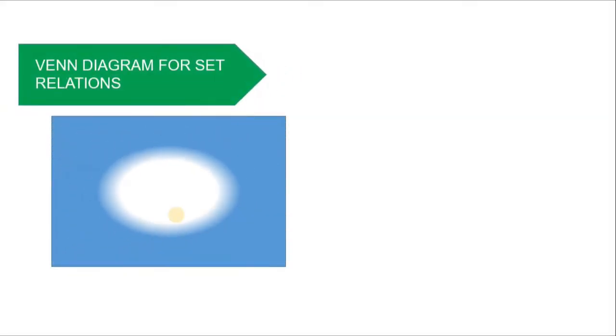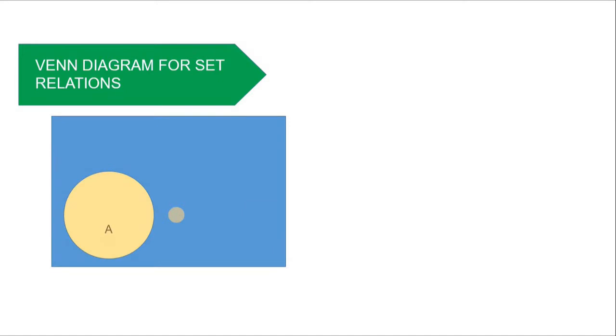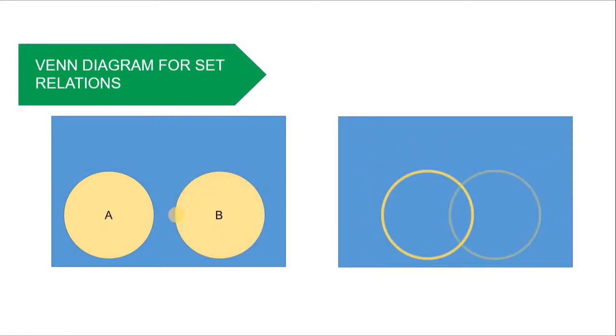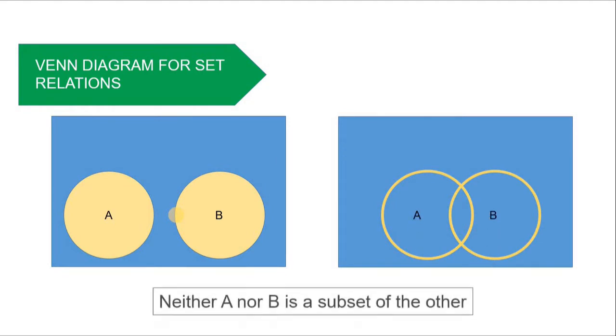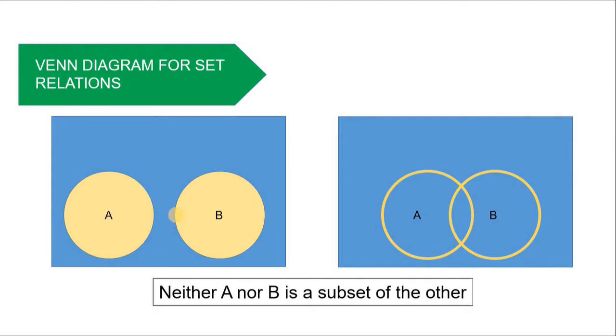Next, we have set A and set B. Another one, we have another set A and set B. So neither A nor B is a subset of the other, because this illustration is an example of disjoint sets. So here, not all the elements of A are elements of B. So neither A nor B is a subset of the other.